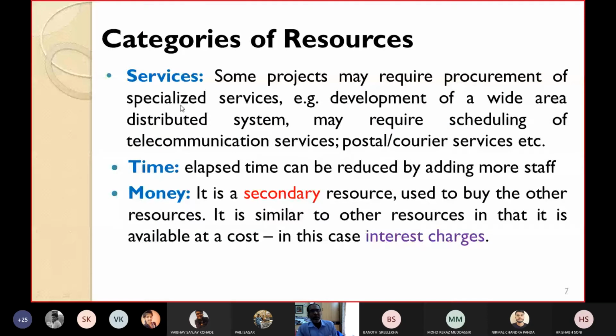Services can also be categorized as resources. For example, while you are developing a wide area distributed system, you may require scheduling of the telecommunication services.